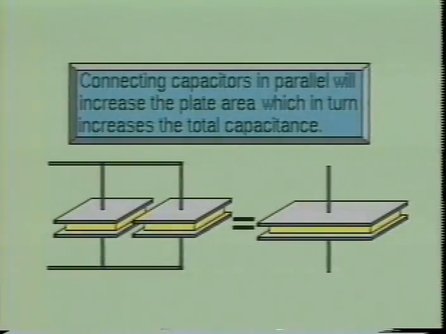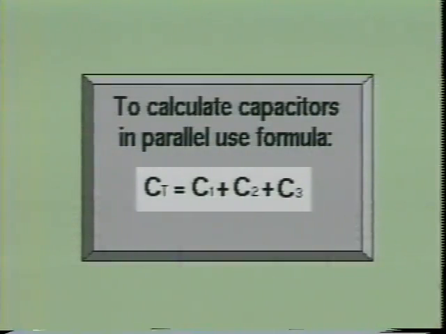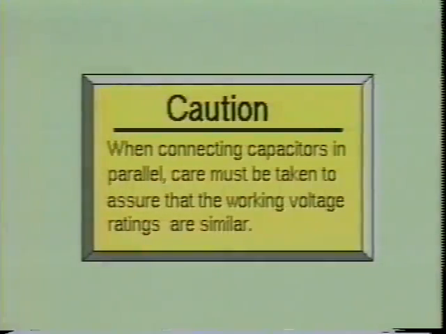Many times, capacitors are placed in parallel to increase the capacitance in a given part of a circuit. This has the same effect as increasing the plate area of a capacitor. The formula for computing the capacitance of 2 or more capacitors in parallel is simply capacitance total equals C1 plus C2 plus C3 and so on. When connecting capacitors in parallel, care must be given to assure that their working voltage ratings are similar. The reason for this is the highest voltage the parallel combination will stand will be determined by the capacitor with the lowest voltage rating.